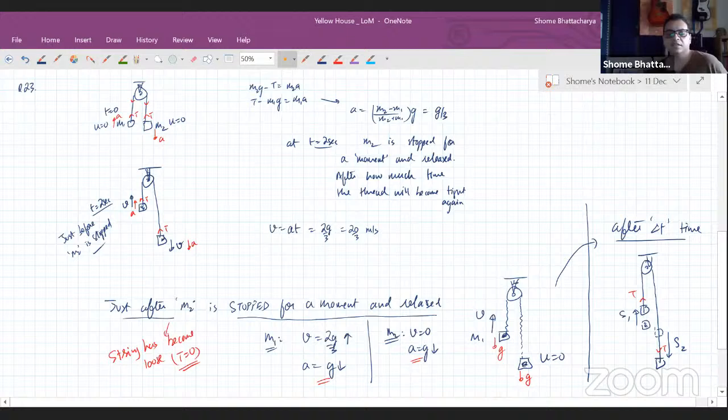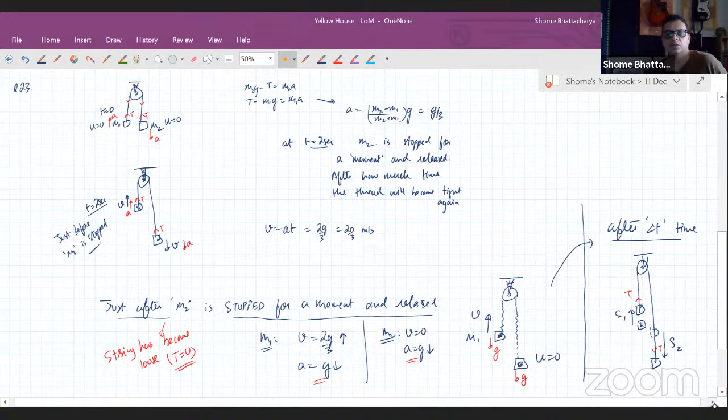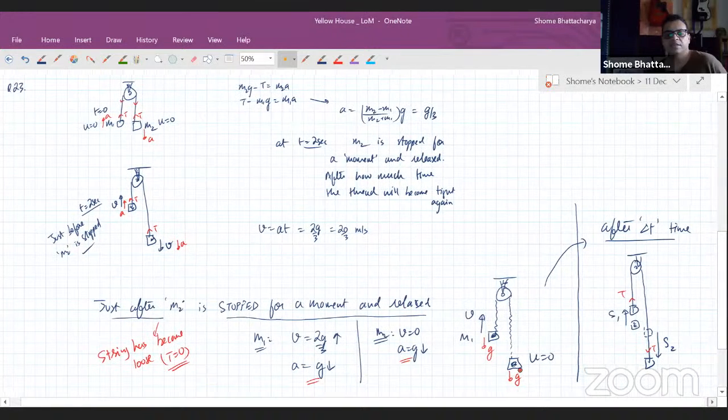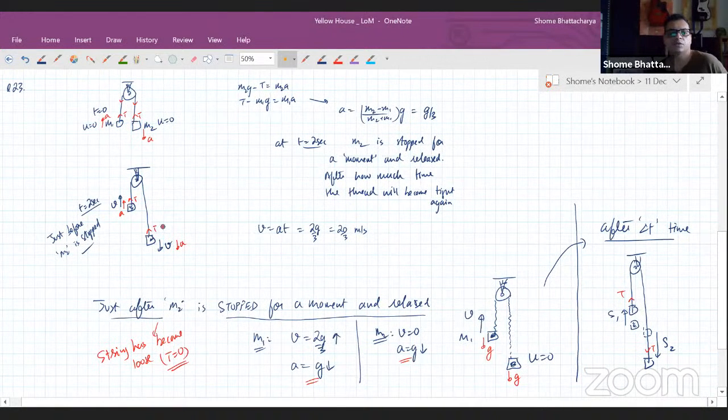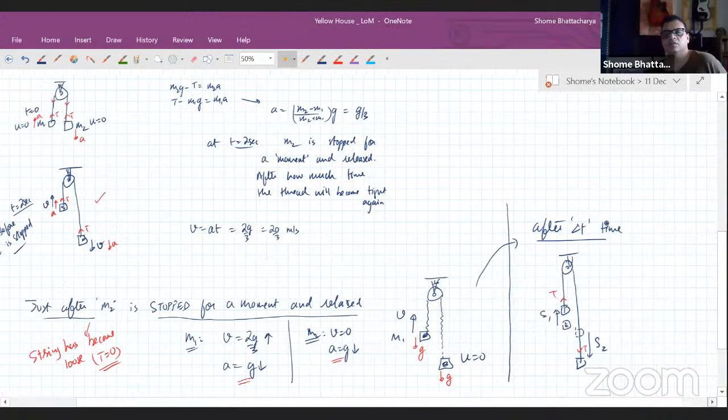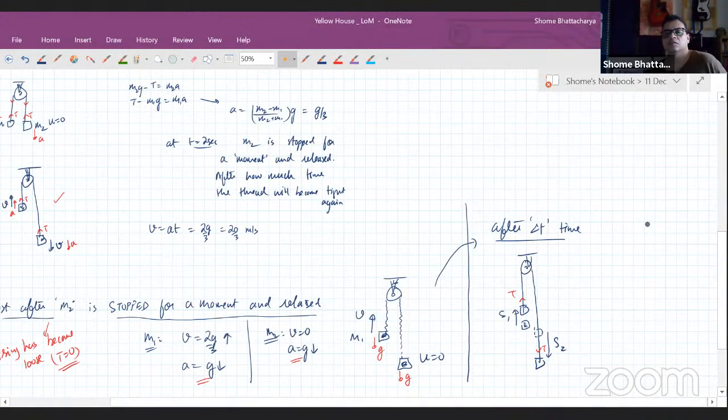So if at this time delta t the string is becoming tight again, you can see geometrically the condition for the string to become tight is that this should have come down by the same distance as this has gone up. So it's going back to the state just before. Once again the thread has just about become tight. So the condition for the thread to become tight again is that S1 should be equal to the magnitude of S2.